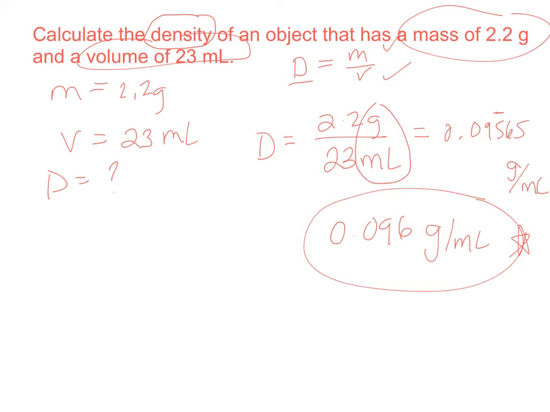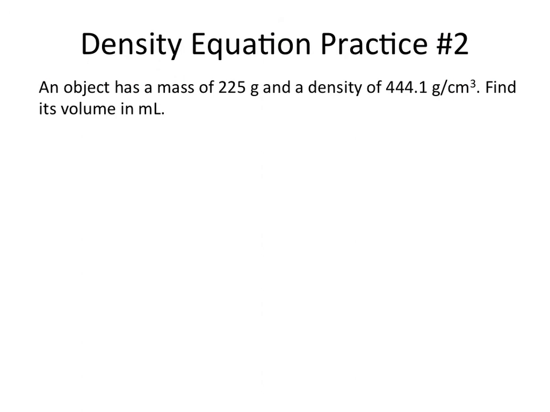Now, we also need to look at situations in which maybe density is given, but maybe mass or volume are unknown. We're going to look at an example of how to approach those types of problems. If we look at this problem here, it tells us that we have an object that has a mass of 225 grams and a density of 444.1 grams per centimeter cubed. And they want us to solve for the volume in milliliters.